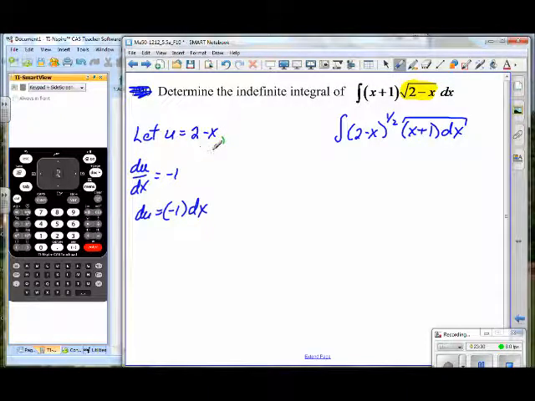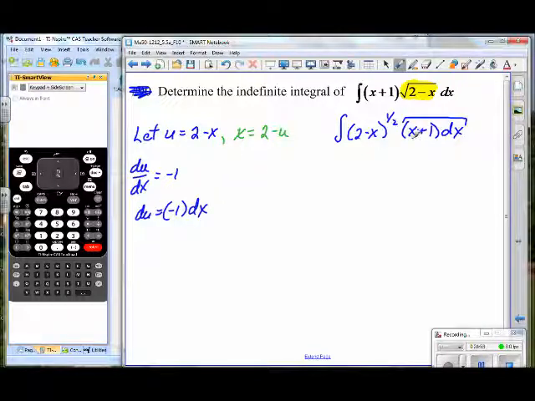If u equals 2 minus x, then we could rewrite that for x. And we can say then that x is equal to 2 minus u. I have to give you a moment to think about that. If we add x to both sides and then subtract u from both sides, we would have x equals 2 minus u.